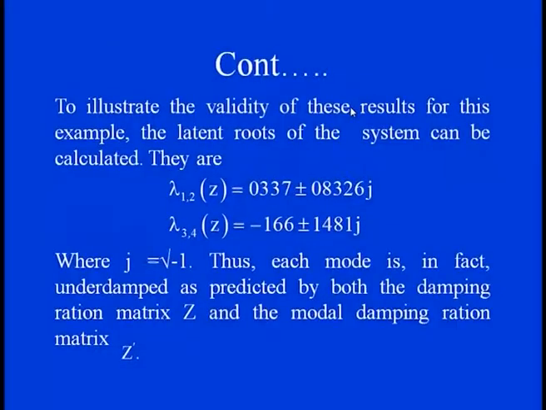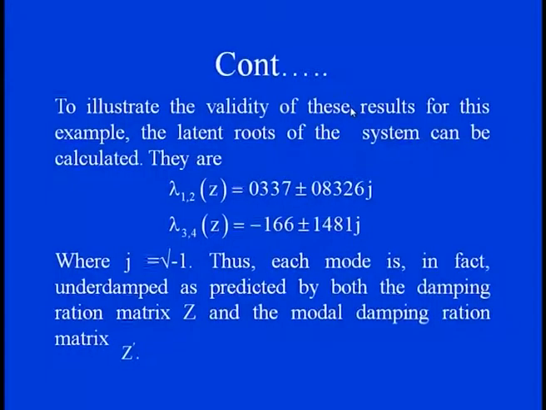So, for lambda 1 and lambda 2, we just want to find the total amplitude. It is nothing but 0.337 plus 0.8326 j, or else the other value is minus 166 plus this one. So, in this case we can say that each mode of the underdamped system is predicted by both the damping ratio and the modal damping ratio Z1.